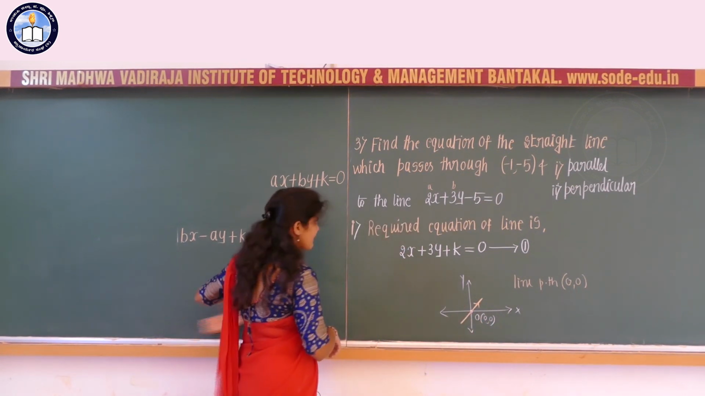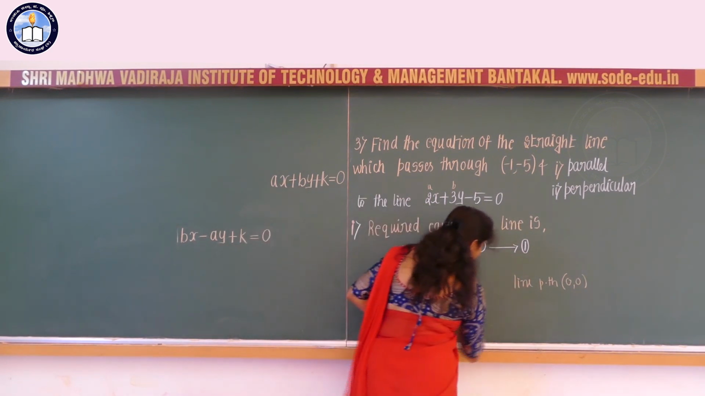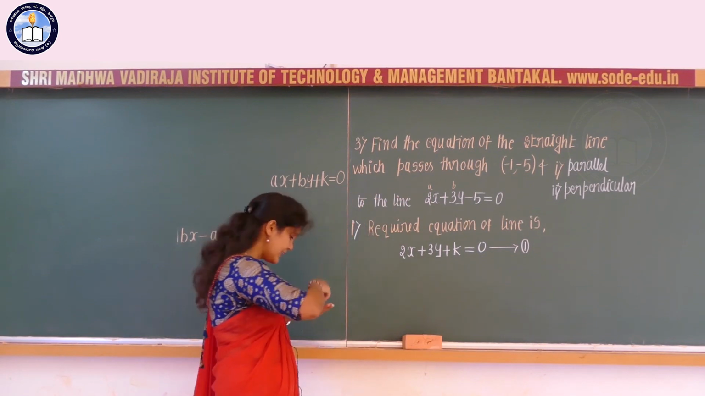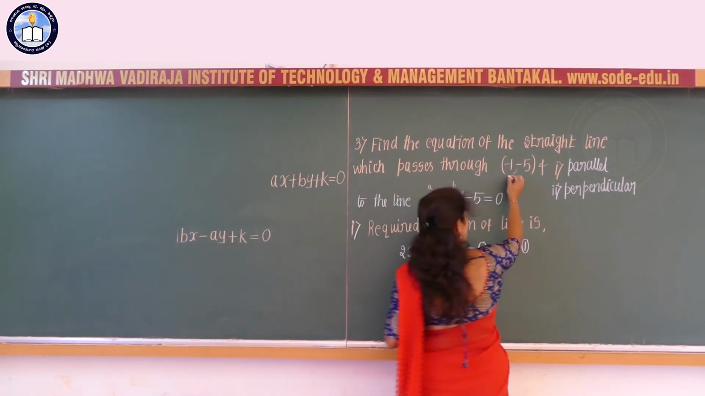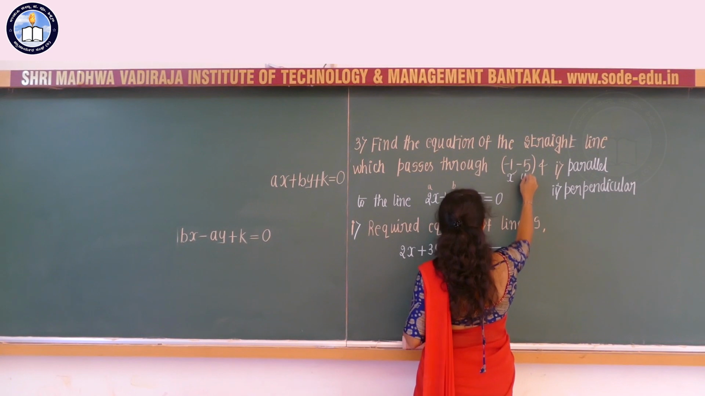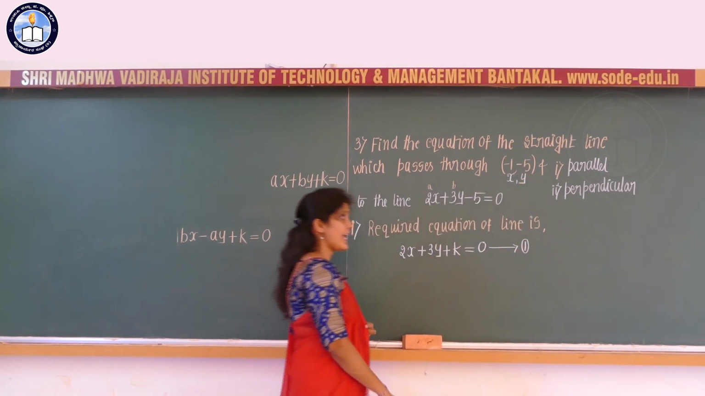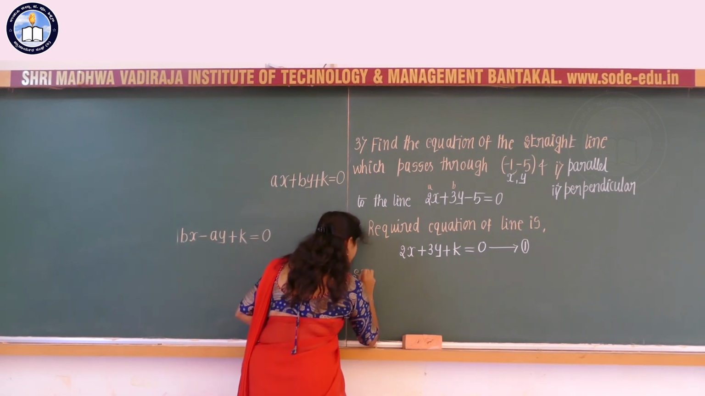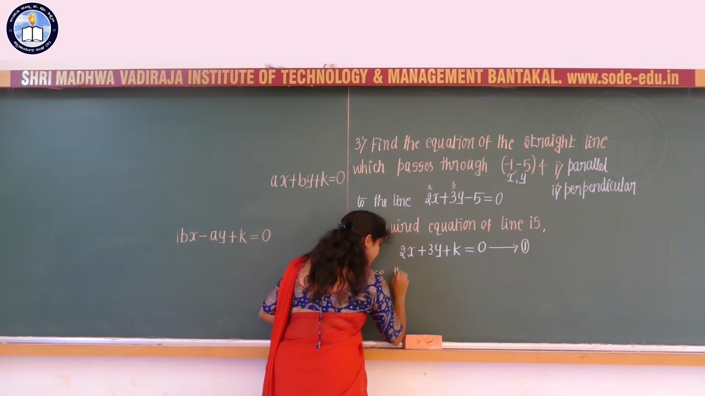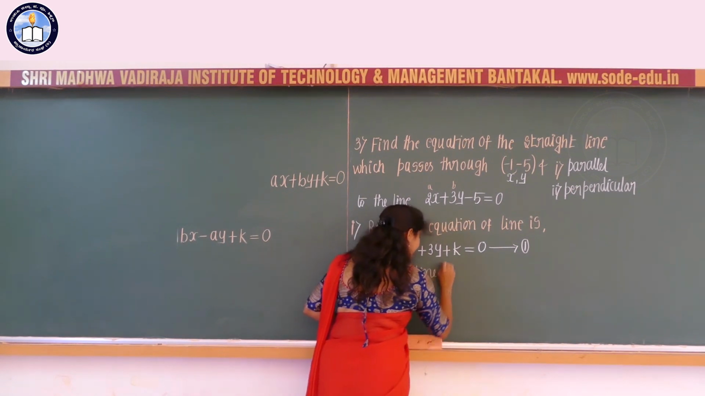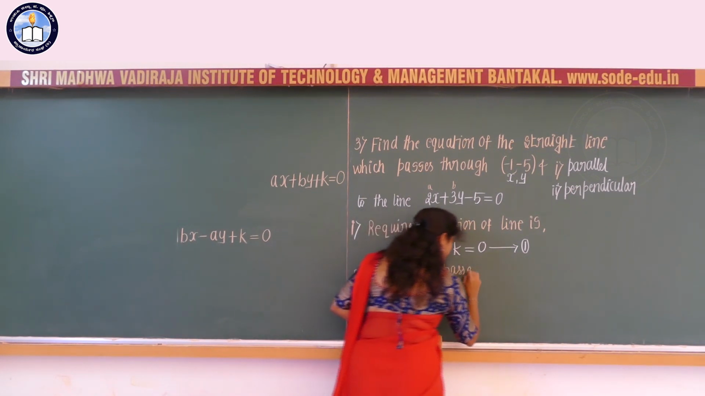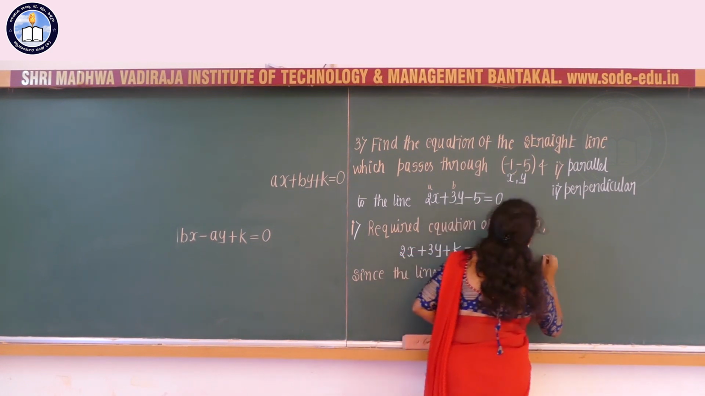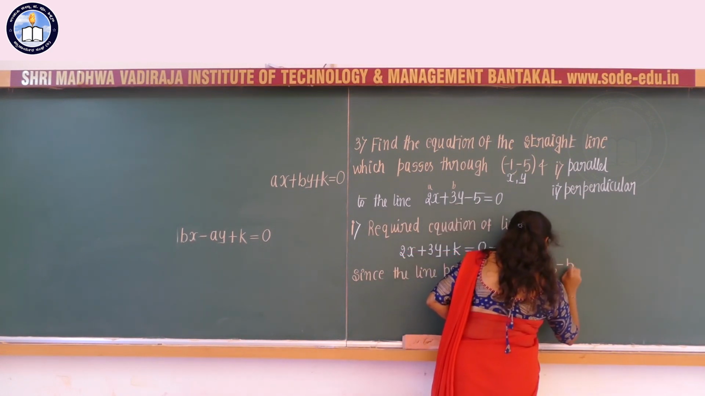Similarly, here what is given in the question is that the required line passes through the point (-1, -5), and each point can be represented as an ordered pair (x, y). So let me write the next part: since the line passes through the point, the ordered pair (-1, -5).